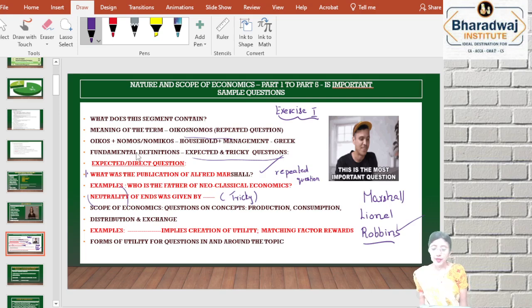Okay, then under scope of economics, the exercise you're going to do is on the concept itself. Are you thorough with the meaning of these four terms? Fundamental terms or concepts in economics: production, consumption, distribution and exchange. Okay, fundamental concepts, you have to know the meaning. They give you a statement, they give you an example, you have to identify. That is what is the issue here.